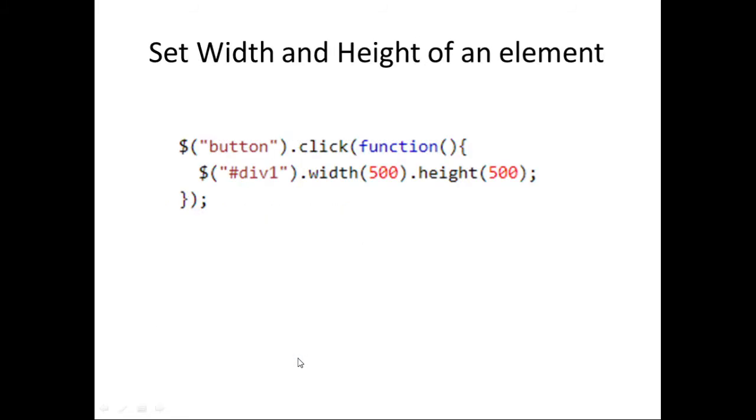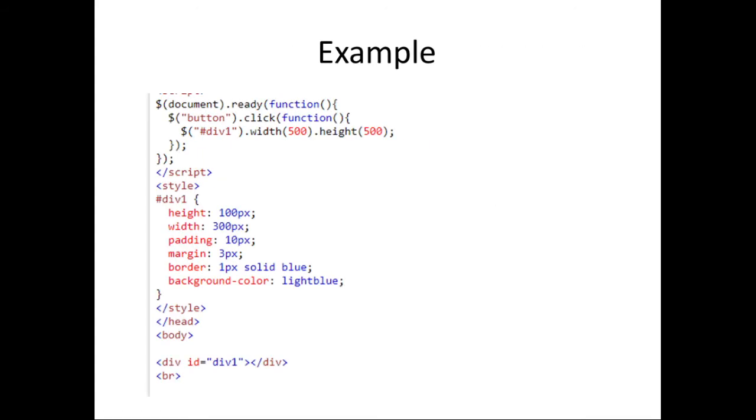Set width and height of an element. We can also set the height and width of an element by using the width and the height methods. So in this example, if you click on the button, the division will set the width and the height. So here is an example. Document ready. If you click on the button, it will set the width and the height.